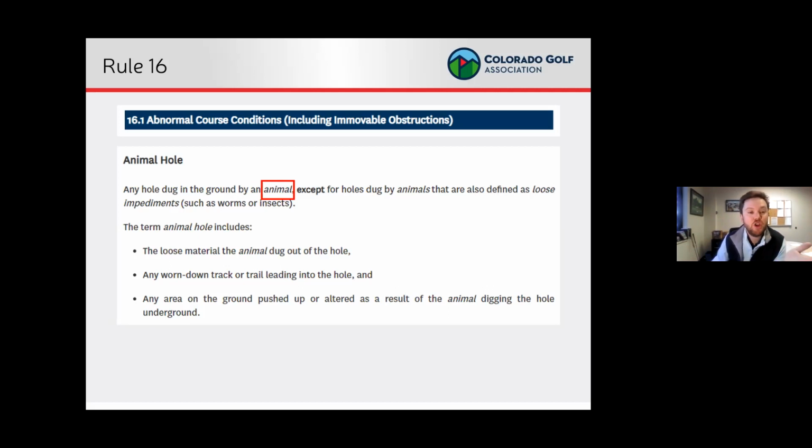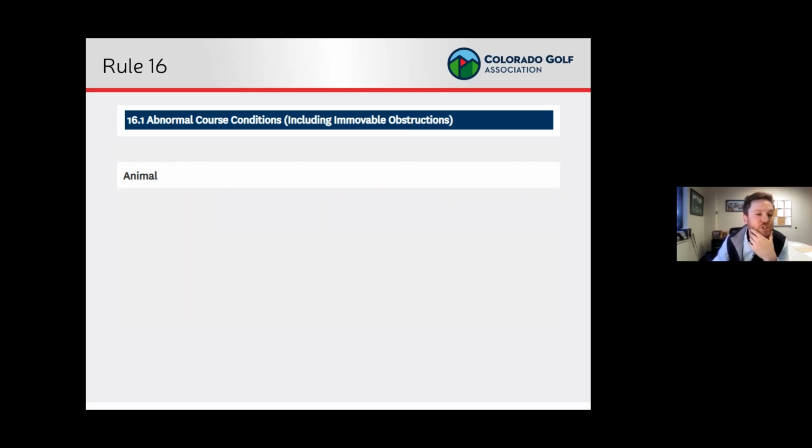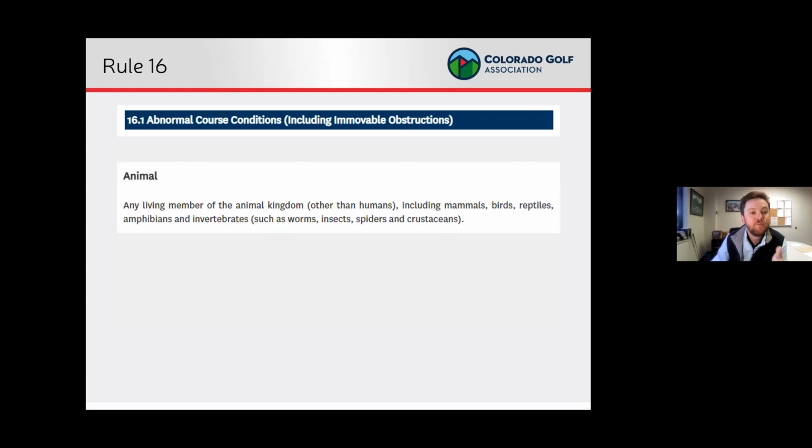So that helps us know what an animal hole is. And it's a lot more simple than it had been. Again, it was burrowing animal. Now it's just animal, which is any living member of the animal kingdom other than humans, including mammals, birds, reptiles, amphibians, and invertebrates such as worms, insects, spiders, and crustaceans.